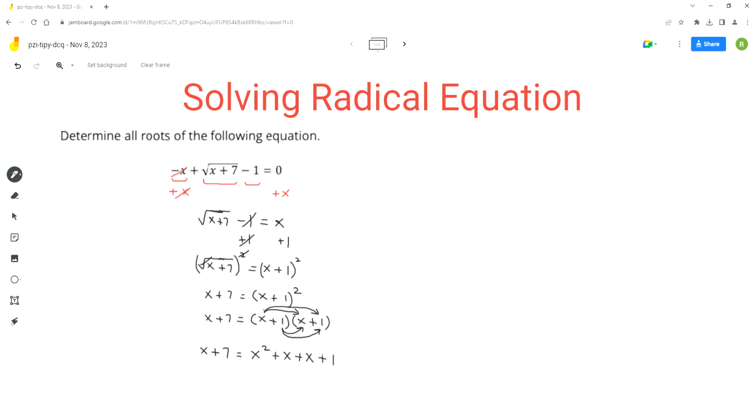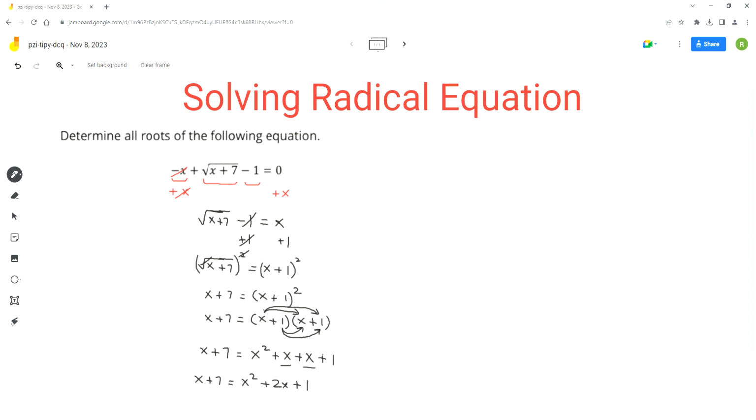Now we can combine like terms. Now on the right side, x and x are like terms. So we get x plus 7 equals x squared plus 2x plus 1. Now this is a quadratic equation, because the highest power on the x is 2. So we can combine all the terms by moving the terms to the right side of the equation.